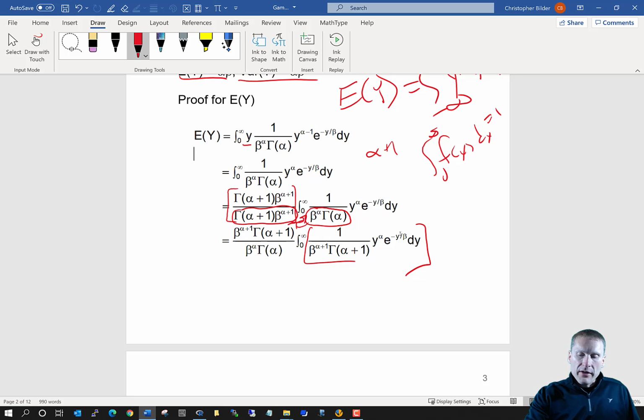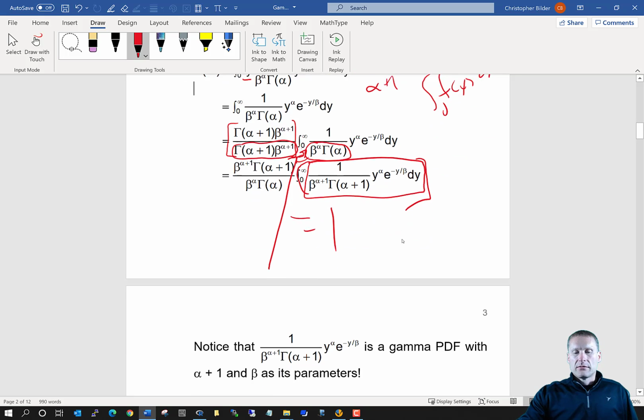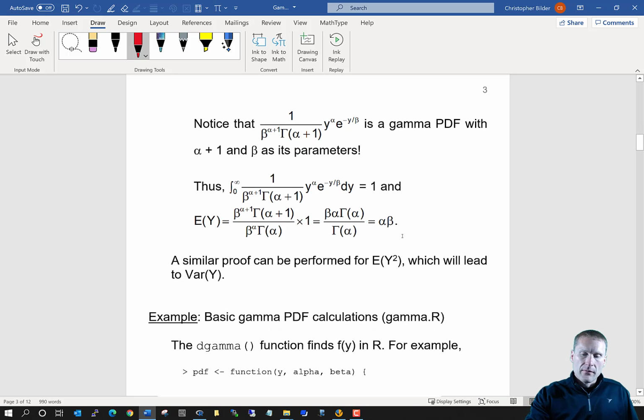Now this whole part here in this integral is like f of y itself, but now for a different kind of gamma distribution with parameter alpha plus 1 and parameter beta. And so then this whole part is equal to 1. And we're left with this beta raised to the alpha plus 1 times gamma of alpha plus 1 over beta to the alpha times gamma of alpha. Okay, we can do some simplification here.